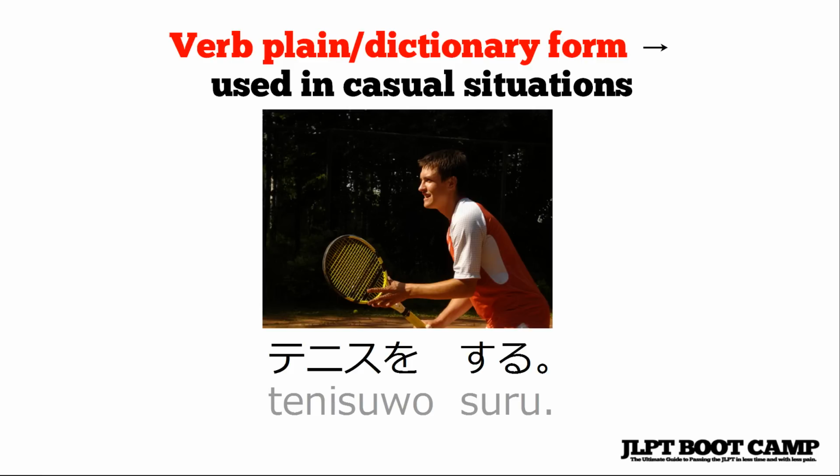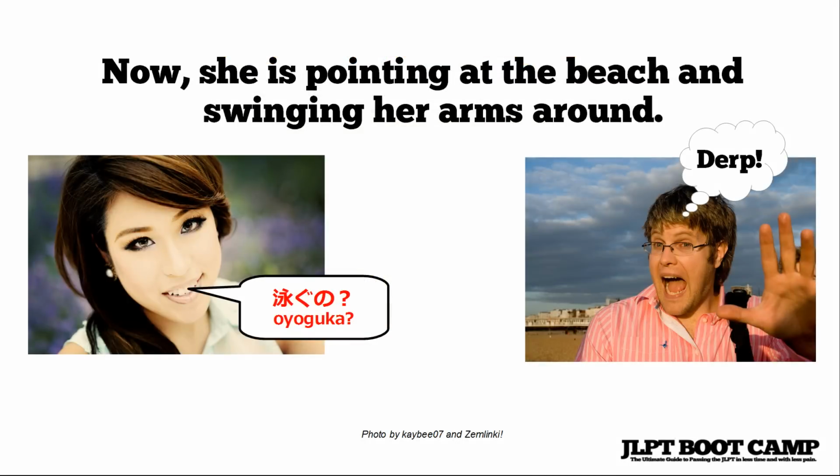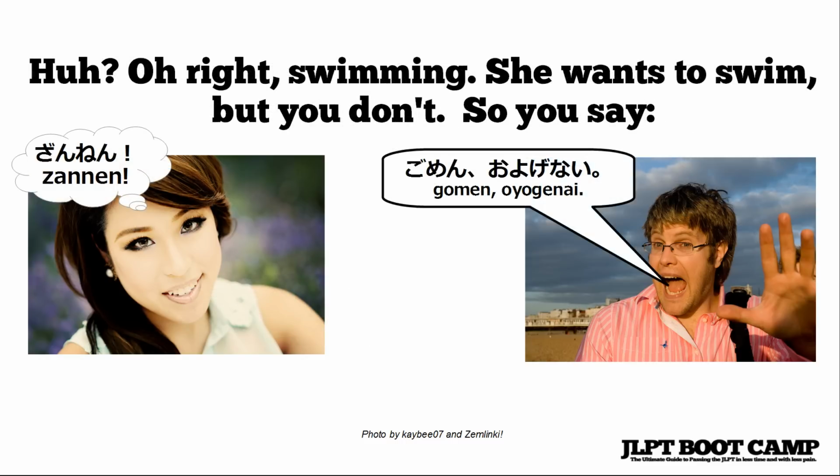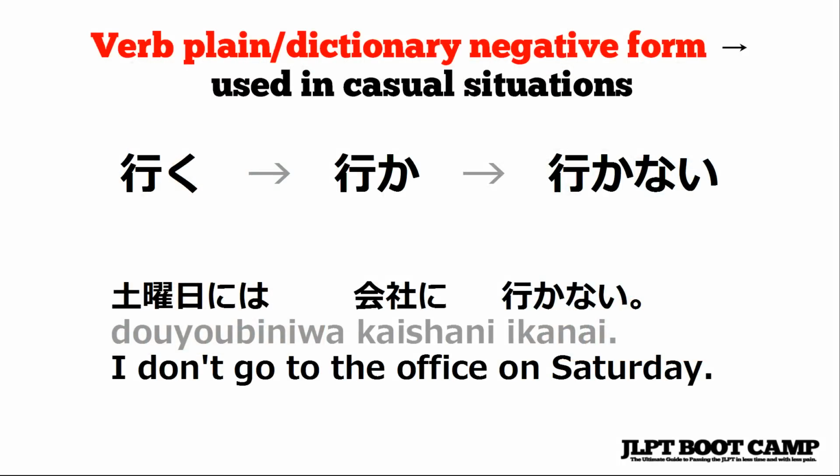You got past that. Now she's pointing at the beach and swinging her arms around, and she asks, "Oyogu no?" What does that mean? Oh, right, swimming. She wants to go swimming, but you don't. So you say, "Gomen, oyoge nai," and of course she's very sad. She's thinking to herself, "Oh, zannen, that's too bad. I really wanted to go swimming with this guy." But you managed to survive by using the plain dictionary negative form.